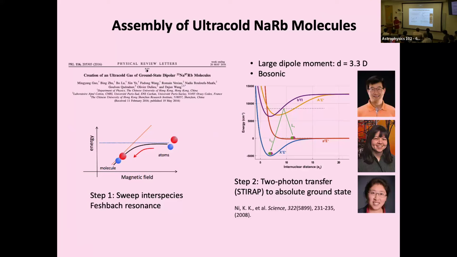And so this is the JILA approach, where we go in two steps, where we first assemble the atoms into a weakly bound molecular state known as a Feshbach molecule. And then from there, these molecules are quite large, so they don't have much of a dipole moment. But then if you put them in the ground state with a two photon process, it's a STIRAP process, you put them in the rovibrational ground state, then they're a real chemistry molecule with angstrom bond length. And then they have a large dipole, as I said here, of 3 debye.